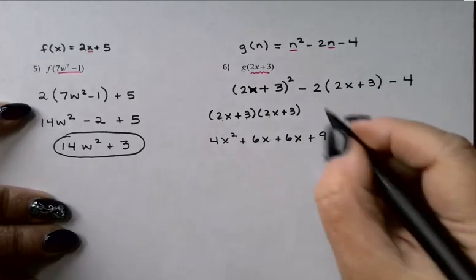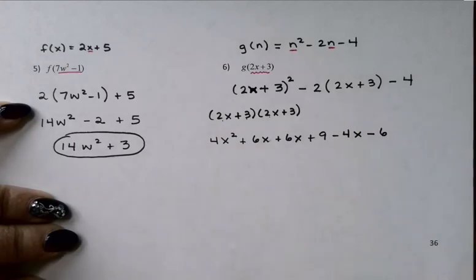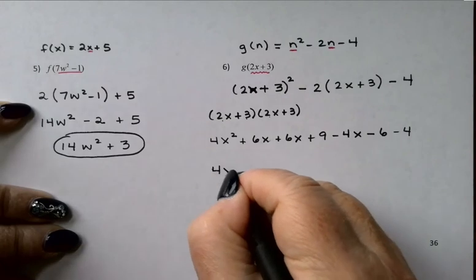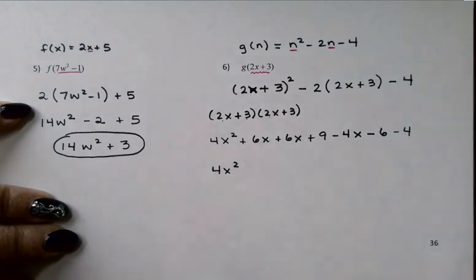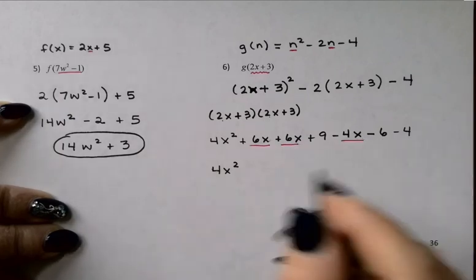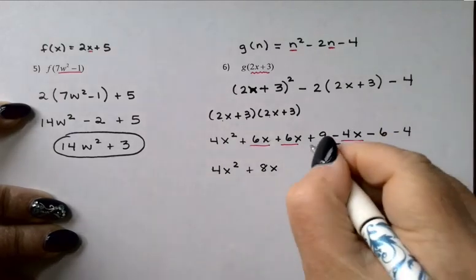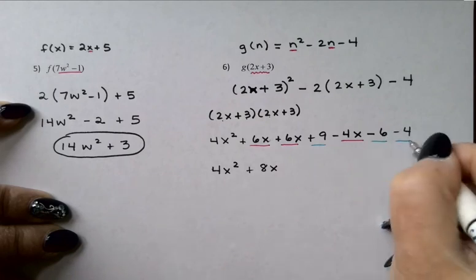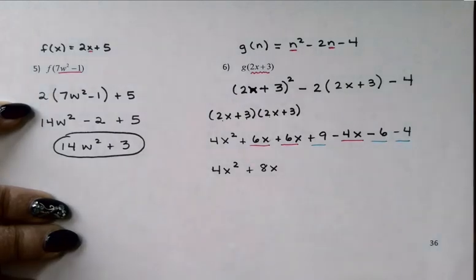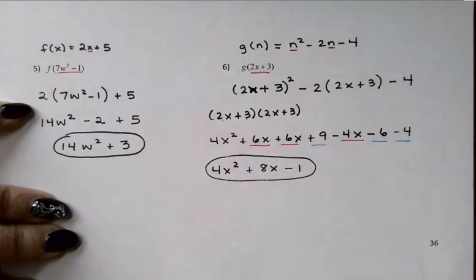All right, distributing the negative 2, I'd have negative 4x minus 6, and then a minus 4. Bunch of like terms to combine here. We have 4x squared, and then I've got 6x plus 6x minus 4x. 12 minus 4 would be a plus 8x. And then I've also got 9 minus 6 minus 4. 9 minus 10 would be negative 1. And there we go.